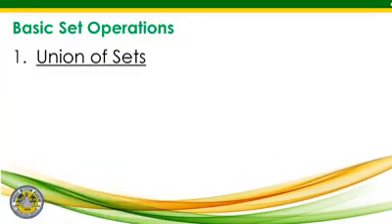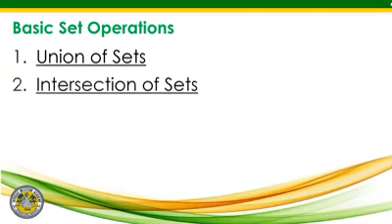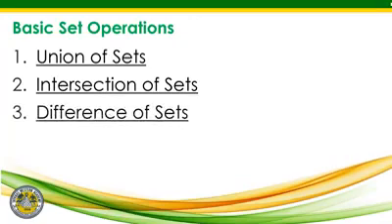Okay class, let us have the different basic set operations. The first basic set operation is the union of sets. When we say union of sets, it is the set whose elements are those which belong to set A or to set B or to both sets. Another basic set operation is the intersection of sets. When we say intersection of sets, it is the set whose elements are common to set A and to set B. Next is the difference of sets.